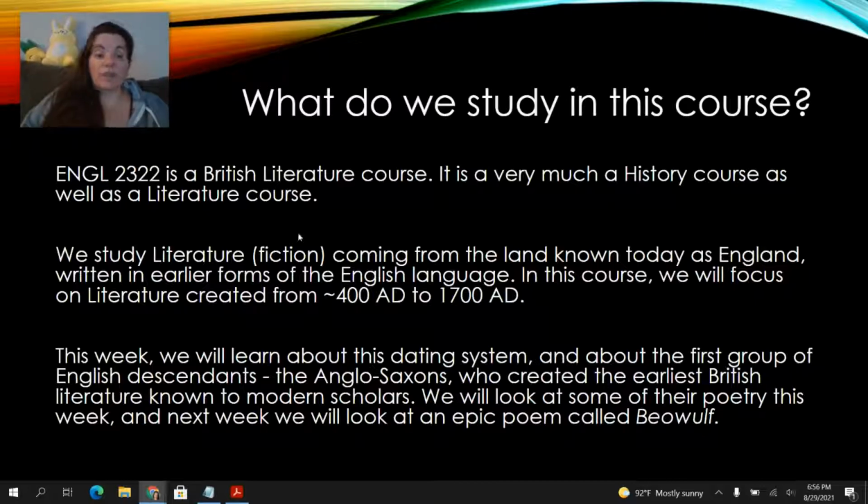The literature that we study is fiction, and it's fiction that's coming from the land that today is known as England. It's England and the surrounding islands, which I will show you in a moment. The countries on those islands is what we know them as today. There were lots of changes in the people who were living on those islands, the way they spoke, and the stories that they told in the history that we're going to cover in this class. Because in this class, we're going to be looking at some of the earliest written forms of English language that are known to scholars today.